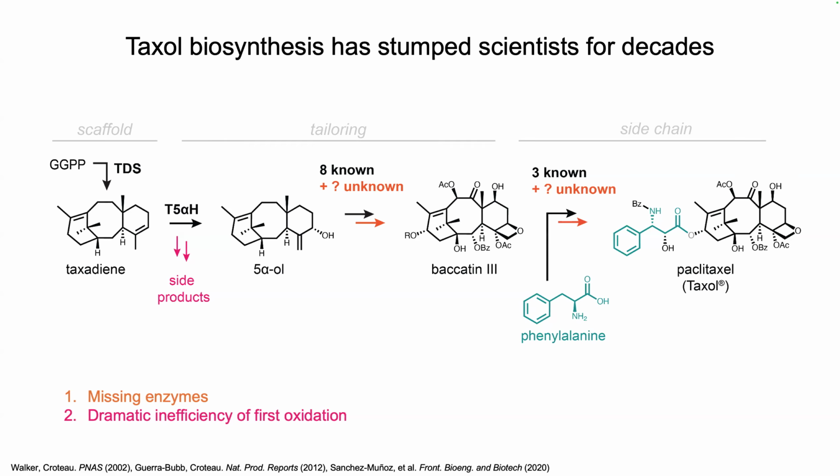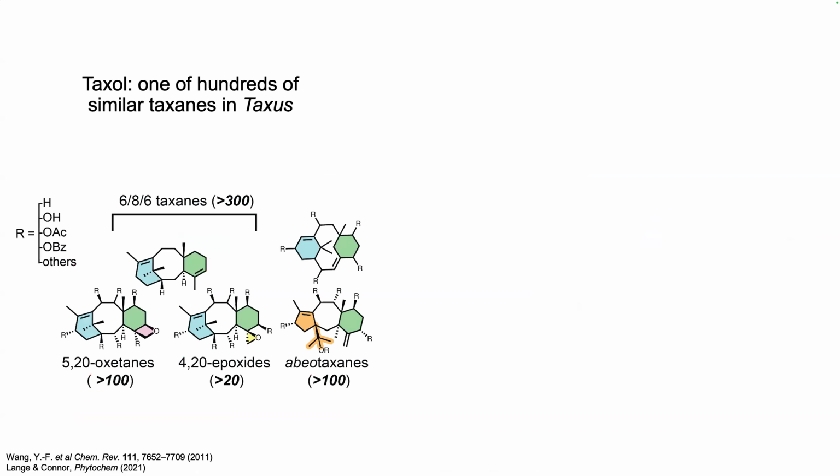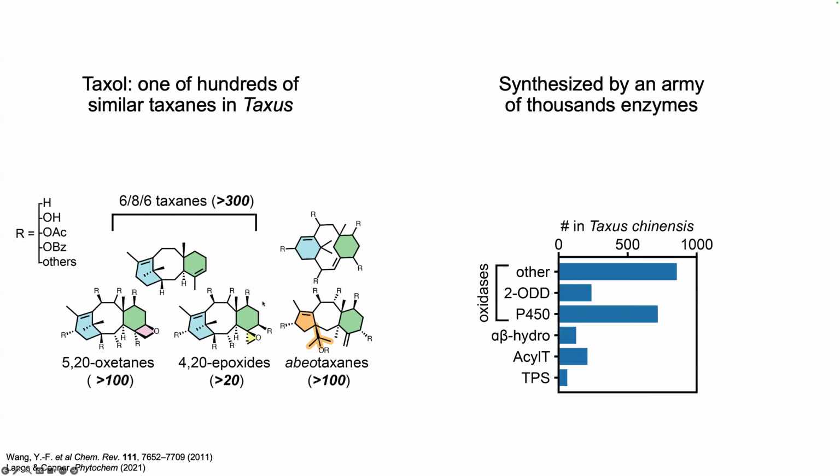All right, so why haven't we been able to figure this out? I think one of the general challenges of trying to dissect plant metabolism is just its incredible branching complexity. Each yew tree species makes hundreds of molecules that are very similar to Taxol. And these related taxane metabolites are synthesized by this enormous army of enzymes. We are seeking just a minuscule subset of these that are specific for synthesizing the metabolite that we're trying to study.